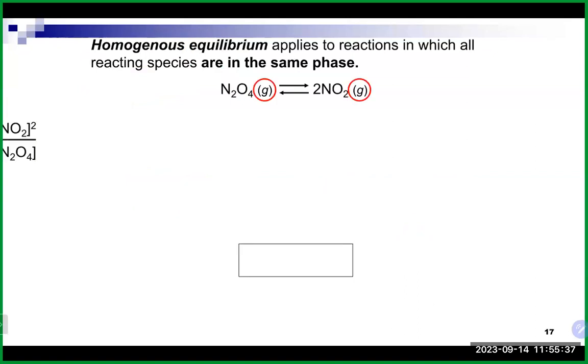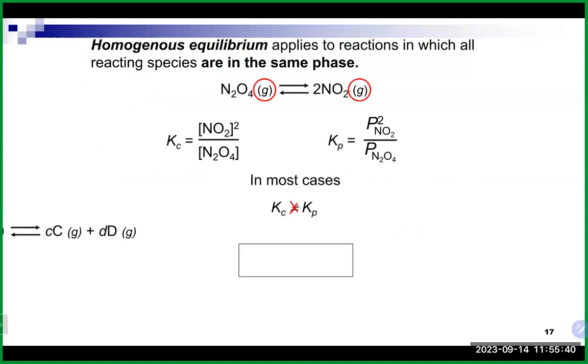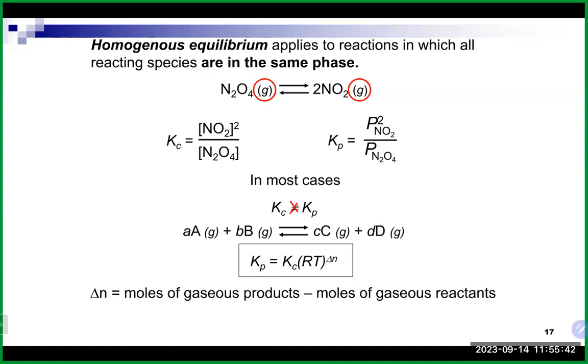So let's talk about a couple of things on equilibrium. And first off, let's talk about homogeneous equilibrium. Homogeneous equilibrium is the same idea as a homogeneous mixture, which means everything looks the same throughout. Basically what that means is you have an equilibrium where everybody's in the same phase.